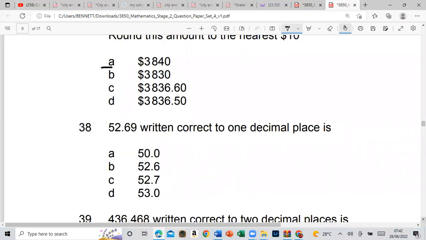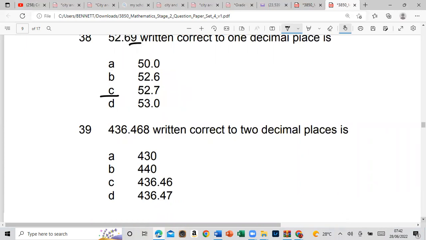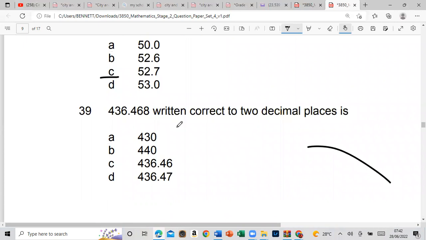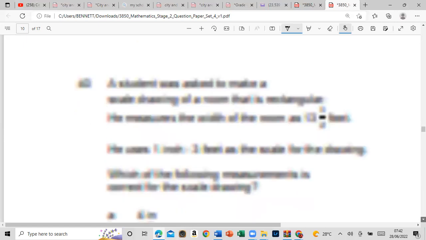752.69 written correct to 1 decimal place. So again, add 1 to this, you get 752.7. Guys, I went over those in detail in the first video, so you guys check out those. 3,436.46 written correct to 2 decimal places. Again, you go to the third one, add 1, you get 97. So that's 3436.47. So guys, if you haven't checked out my other videos, you need to check them out.